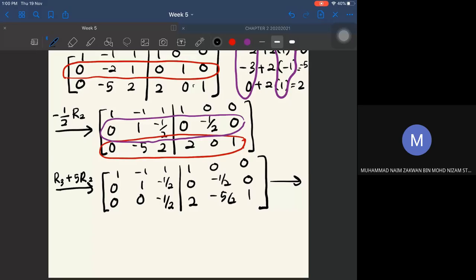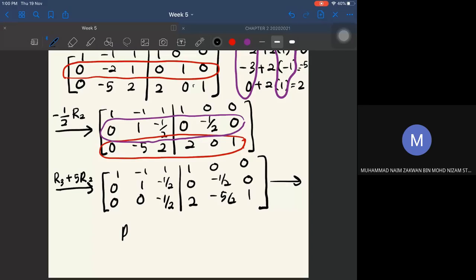Dia tak boleh belakang dia bila you buat operation. 3 tambah 5, ni salah. Yang ni dia tak boleh stand alone. Dia mesti ada pendamping dia, sama ada R1, R2, R3. Row 3 tambah 1 per 2 darab dengan row 1.